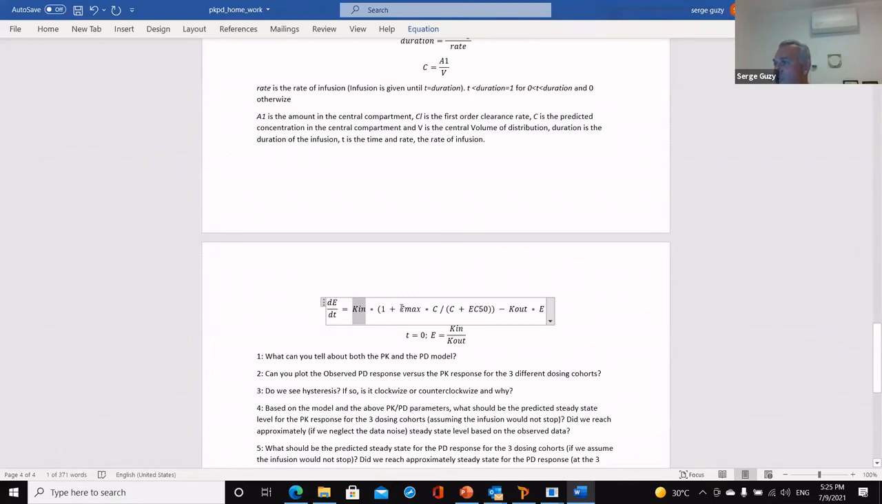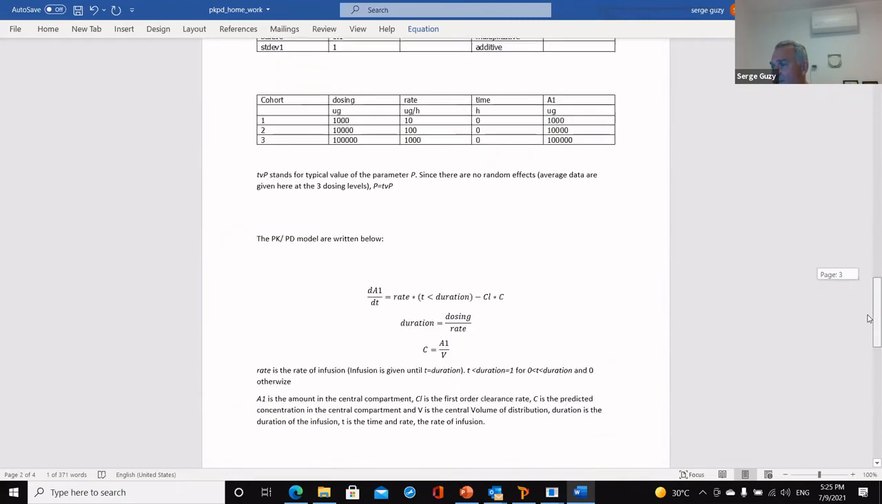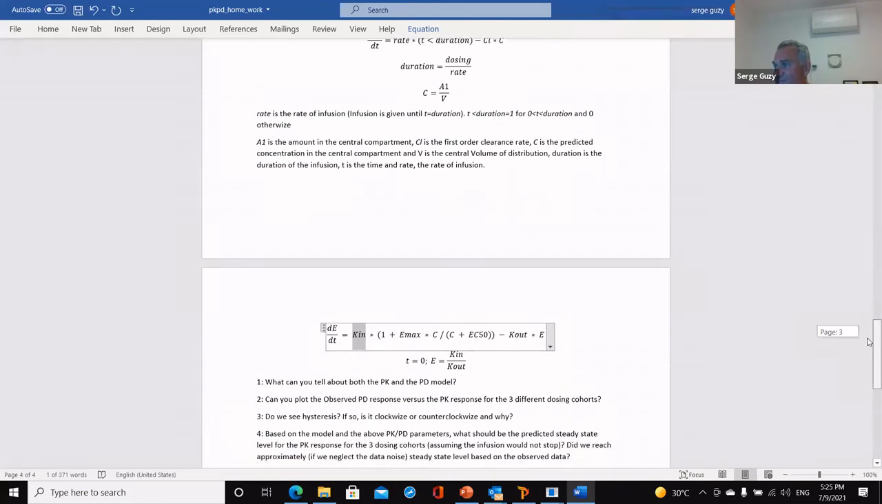And then you have an effect of the drug. You are going to tell me what kind of effect. That's part of the question. You can see that basically I have 1 plus Emax multiplied by C plus EC50. And by the way, I gave you what is Emax, and the TV is not relevant because there's no random effect. And remember that you know what is Emax, you know what is EC50, okay? And maybe you will know what is C. That's a part of the question.